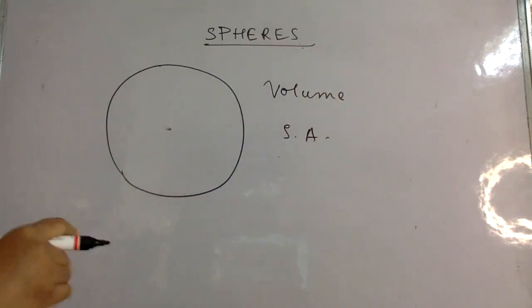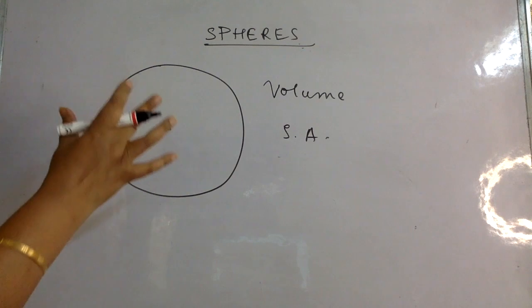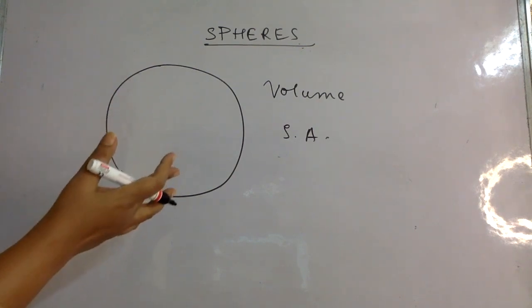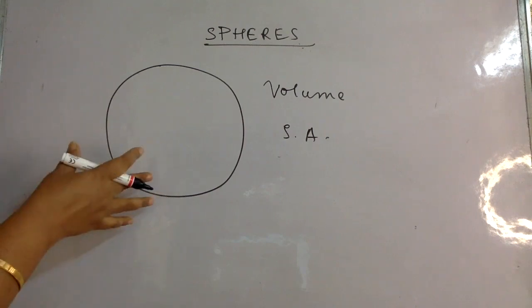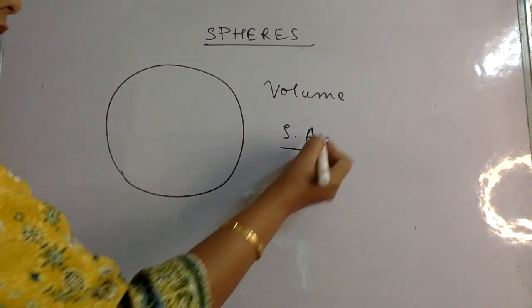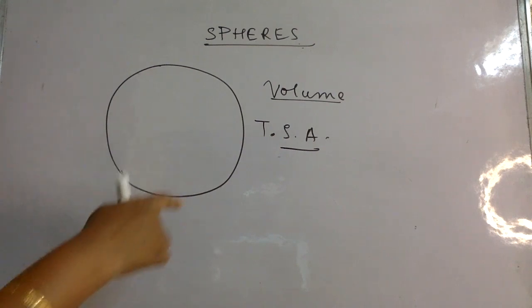Now there is nothing like a curved surface area or a total surface area of a sphere, because it is just one whole surface area. There is nothing like side, top and bottom for a sphere. So we have only one surface area, which is the total surface area of a sphere. Otherwise we have the volume.